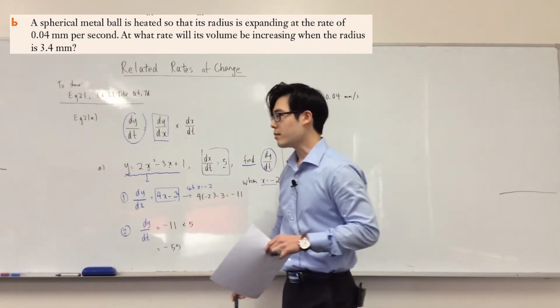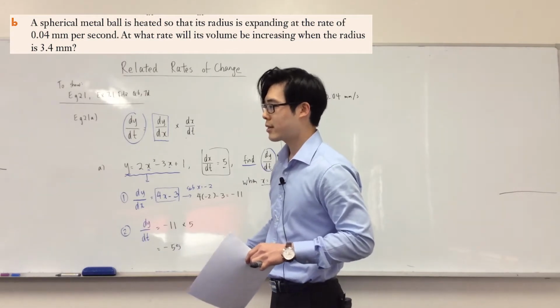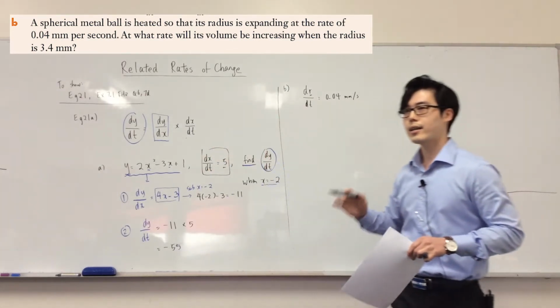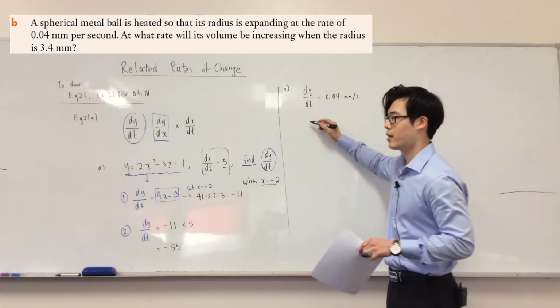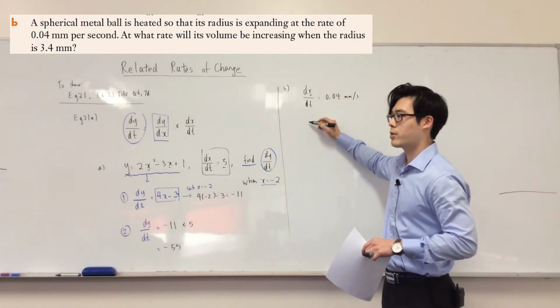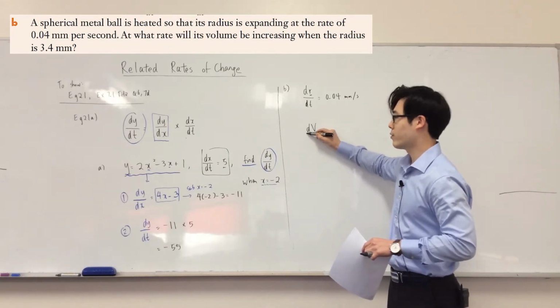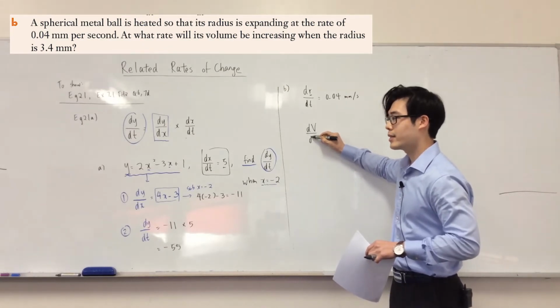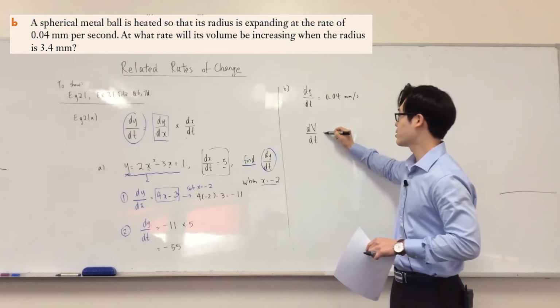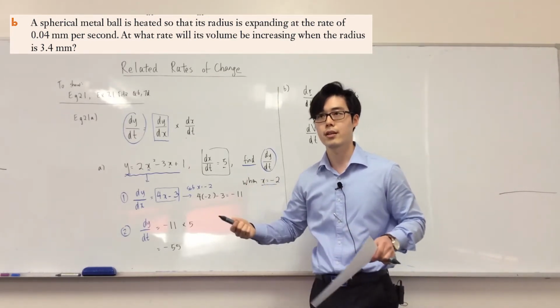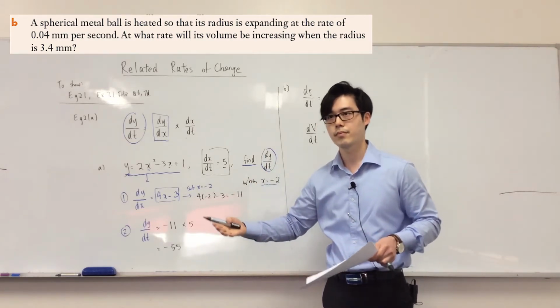Second fact, at what rate will its volume be increasing? That's the question, right? How can I write that in terms of what I've just done? Well, if it says at what rate will the volume, it says the volume, so dV over dt is the question, yeah? Because it says at what rate would the volume be increasing? Yeah, it's increasing over time, okay?